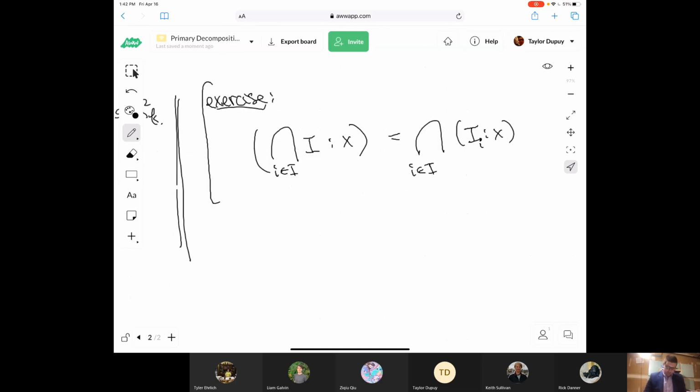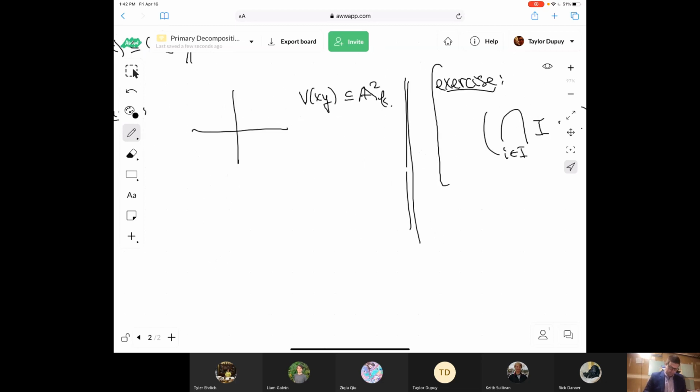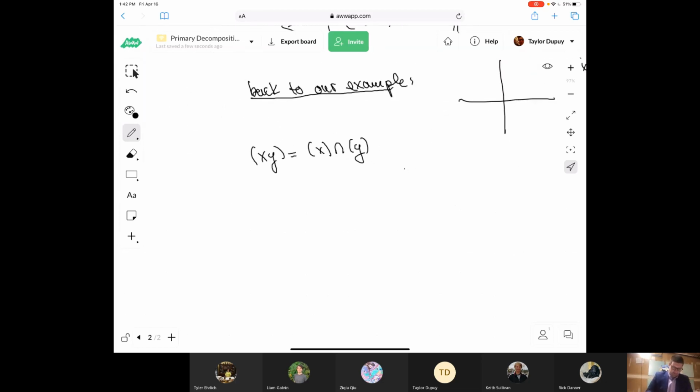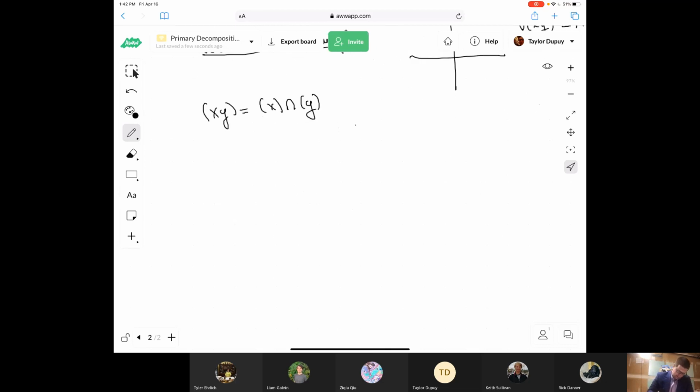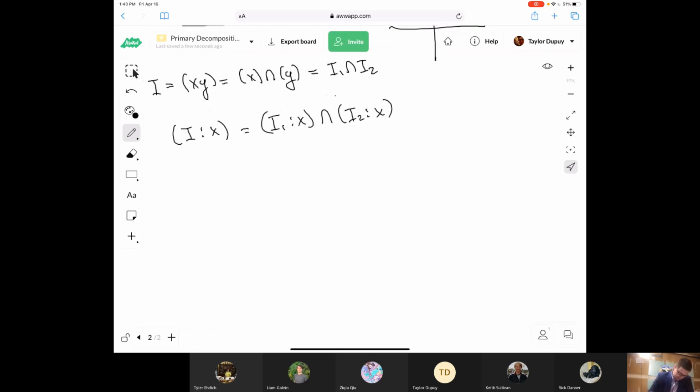And so this is straightforward. And then what did we saturate by? We saturated by y, I think, or did we saturate by x? So this means that this is I, and this looks like I1 intersect I2. So I colon x is I1 colon x intersect I2 colon x. And so here, this thing here is just 1, by the lemma, and this thing here is just y.